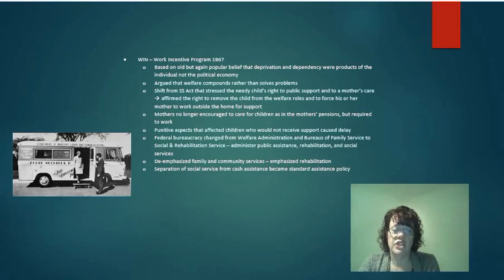Federal bureaucracy changed from the Welfare Administration and Bureau of Family Services to Social Rehabilitation Services, to administer public assistance, rehabilitation, and social services. They de-emphasized family and community services in favor of rehabilitation. Separation of the social services from the cash assistance became standard assistance policy.